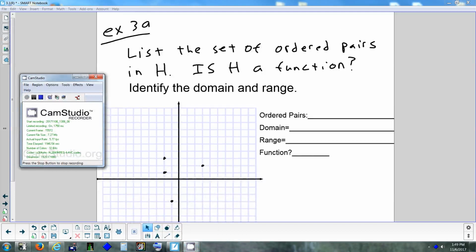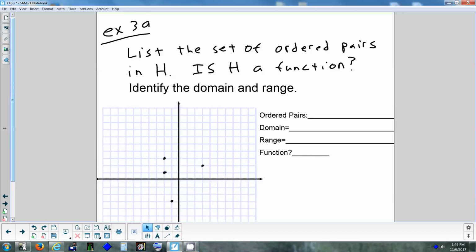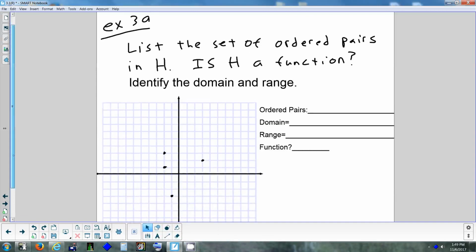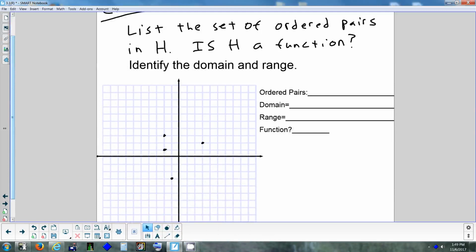So first thing, who can tell me one of the ordered pairs? Negative 2, 3. Good. Can someone give me another one? Negative 2, 1. Perfect. We've got two more. Sophia? Negative 3, negative 1. Careful, you don't want to go negative 3, you want to go positive 3. And then up how many? 2.